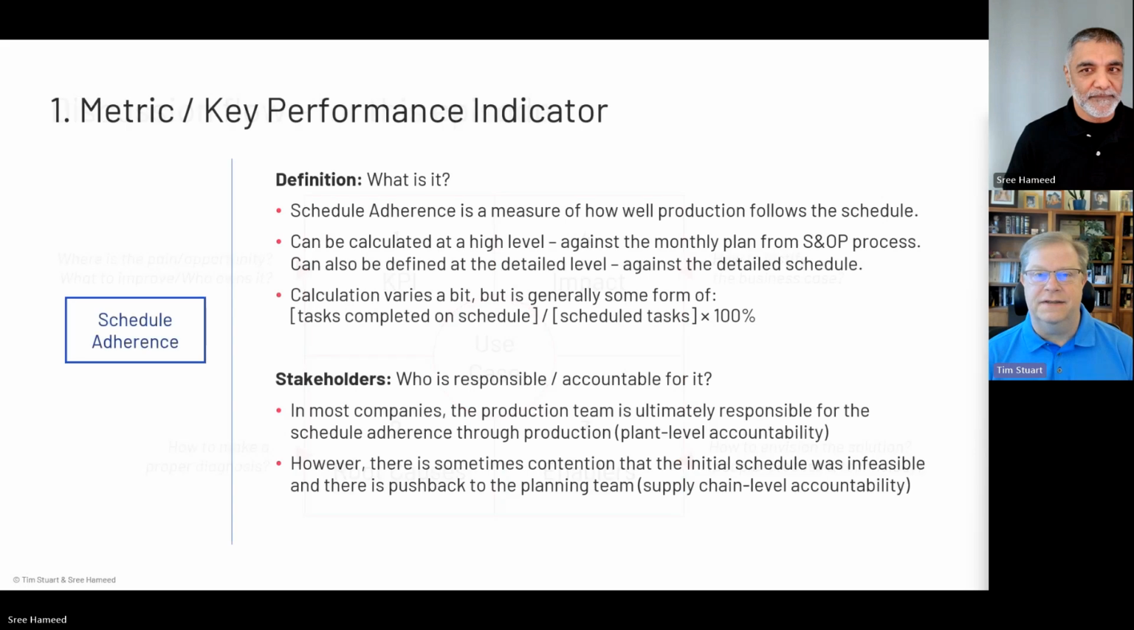Schedule adherence is a measure of how well production actually adheres to the schedule. At a high level, it's calculated based on how many tasks are completed on time divided by the total number of tasks times 100. It can be calculated at the corporate level, where it's against the monthly plan from the S&OP process, but it can also be calculated at the detailed level if you have a detailed schedule being generated at the plant.